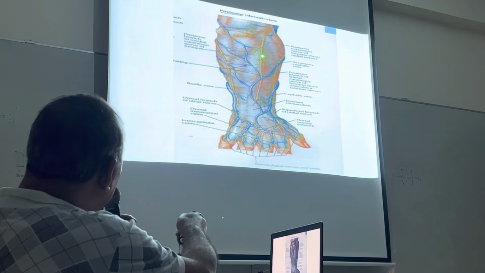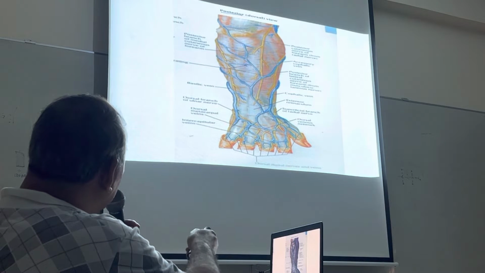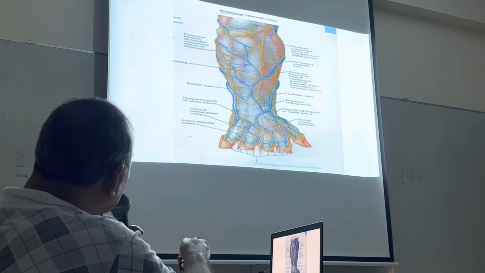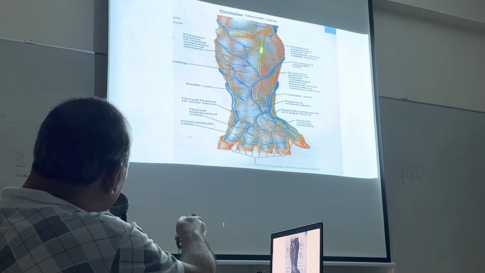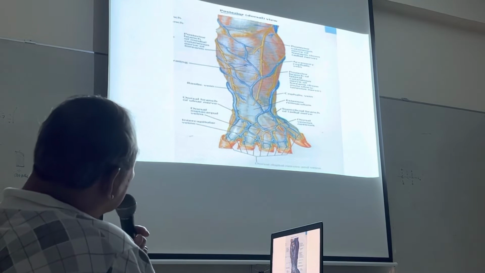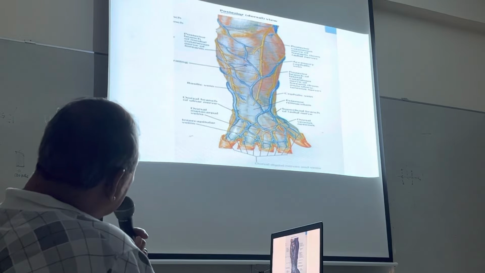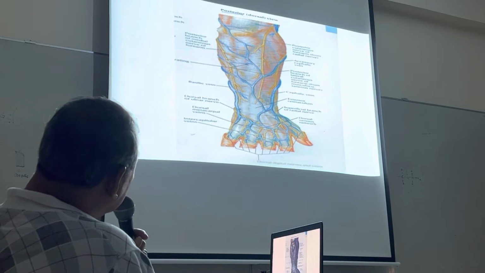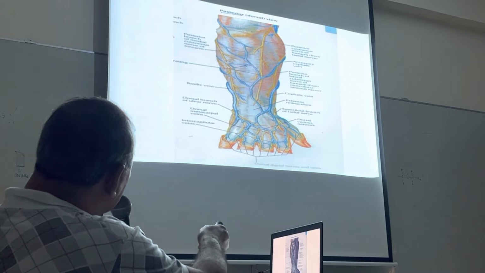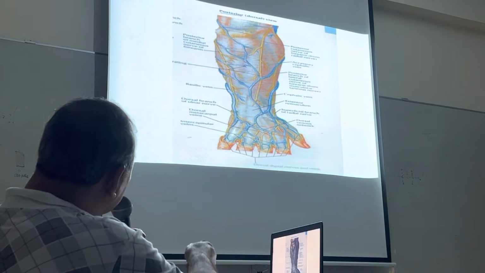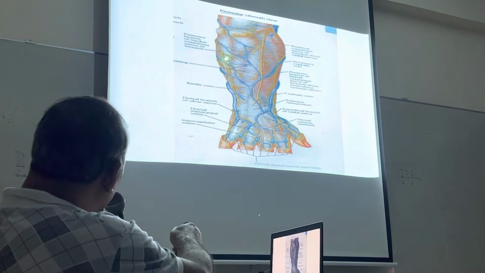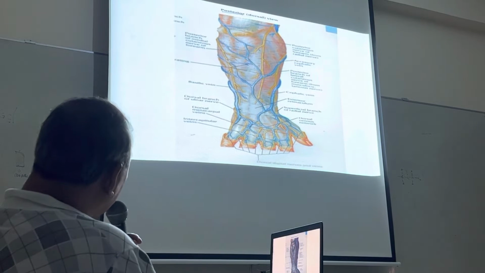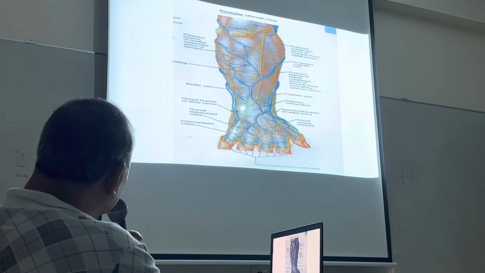So the medial cutaneous nerve to the forearm, branch of the medial cord. The lateral cutaneous nerve to the forearm, branch of musculocutaneous here, and then the posterior cutaneous branch of the radial. So the skin is supplied by branches of the radial, cutaneous branch from the musculocutaneous, and from the medial cord. And you have here the veins.